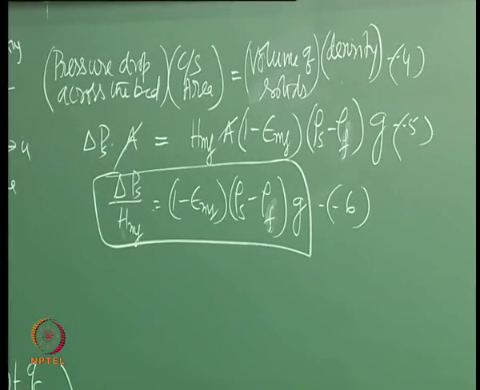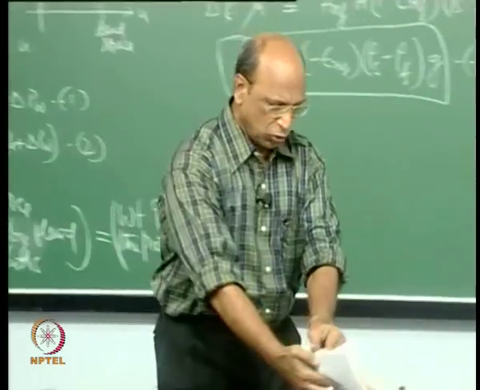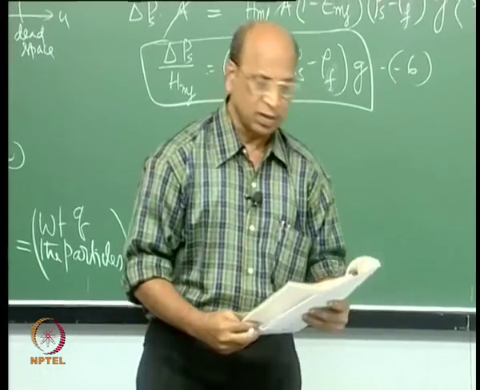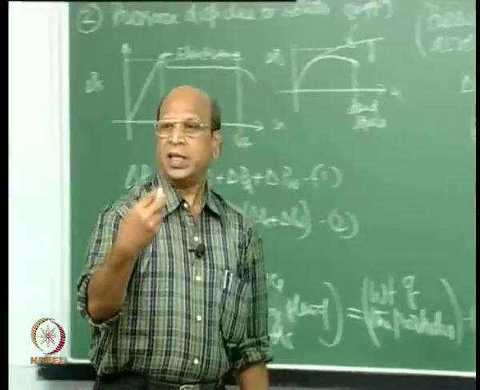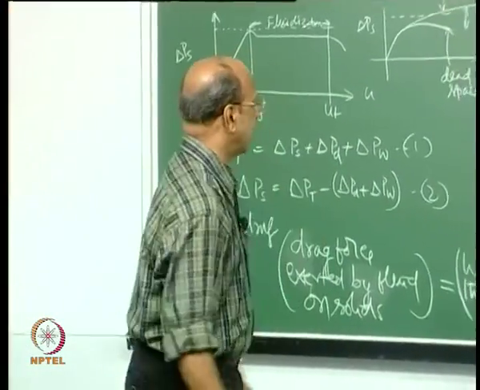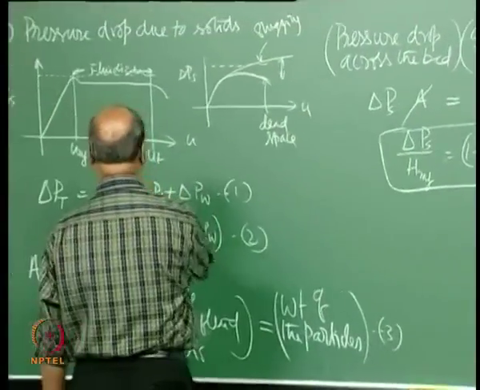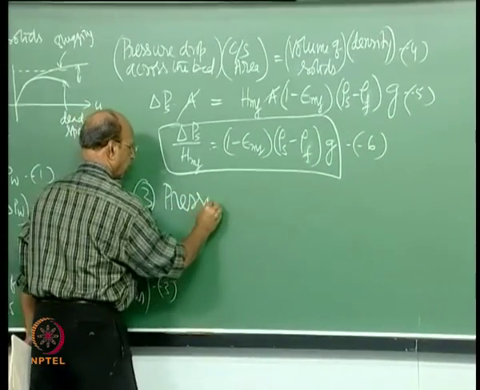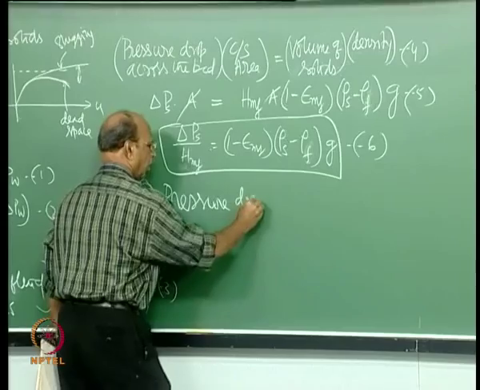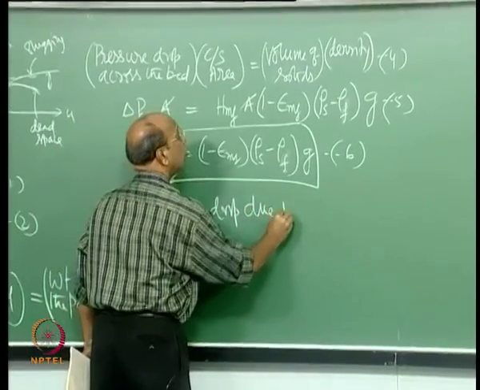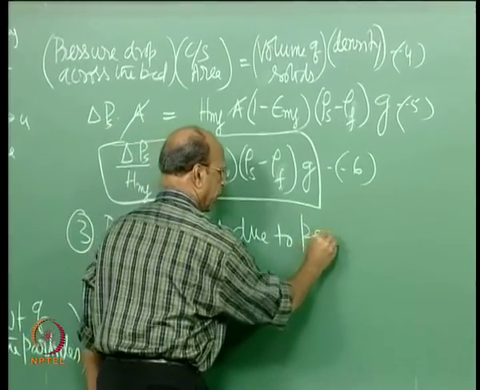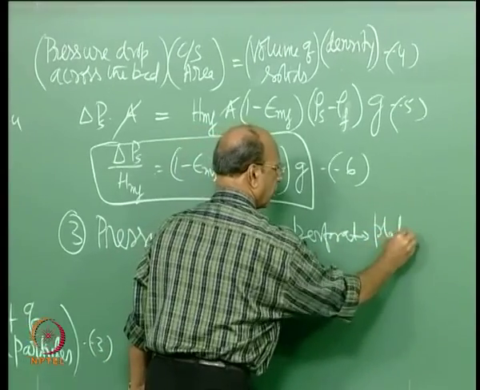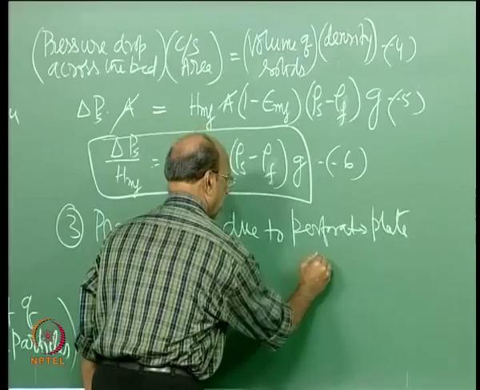So, the next point is pressure drop due to perforated plate. How much pressure drop can we give for the plate? So, the next point, if I write here, 3: pressure drop due to perforated plate or distributor.